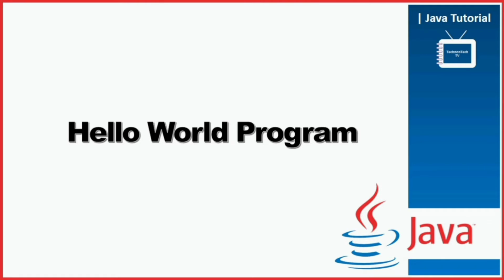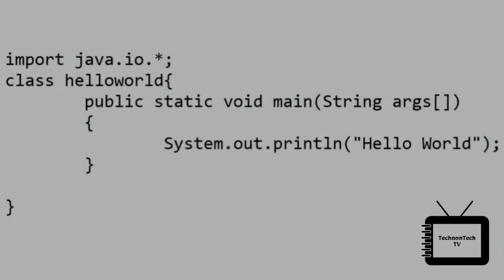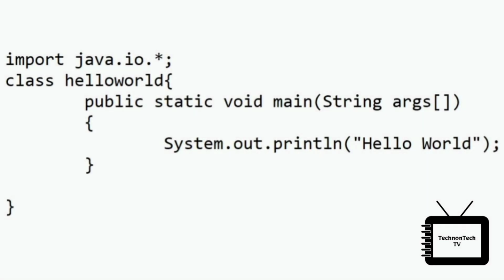In this tutorial, you will learn to write a Hello World program in Java, and we're also going to discuss what the Java main method is and what System.out.println is in detail with examples. So let's start. A Hello World program is a simple program that outputs Hello World on the screen. Since it's a very simple program, it's often used to introduce a new programming language to a newbie. So let's explore how the Java Hello World program works.